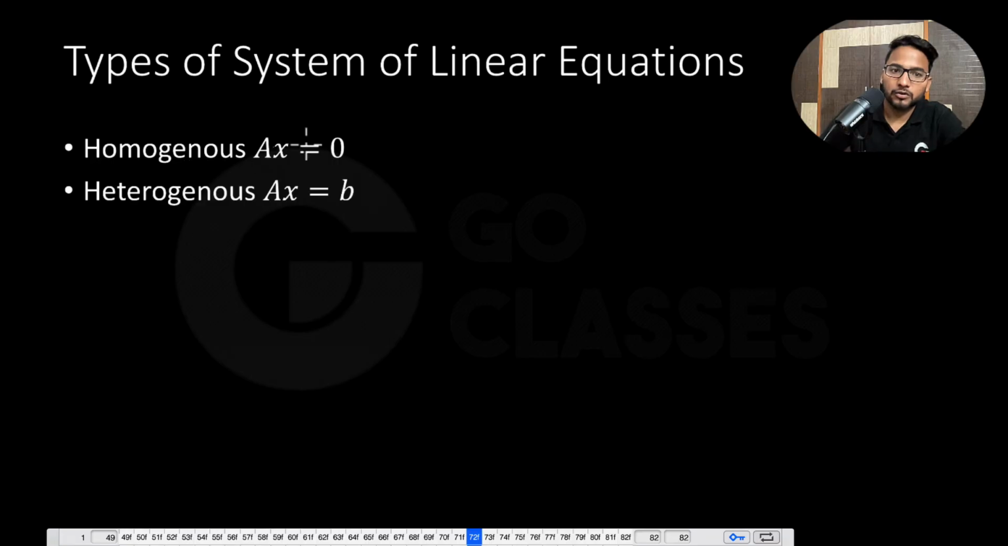Okay, so if we write Ax equal to 0, then this kind of equation is called homogeneous. If we write Ax equal to b, then this kind of equation is called non-homogeneous or heterogeneous. Non-homogeneous is also one popular word that you can use. So we will be using non-homogeneous much more often. Now, for our purpose, we will not be differentiating between whether it is Ax equal to 0 or Ax equal to b. Whatever method we use will be applicable for either. There is no difference between Ax equal to 0 or Ax equal to b for our purpose.